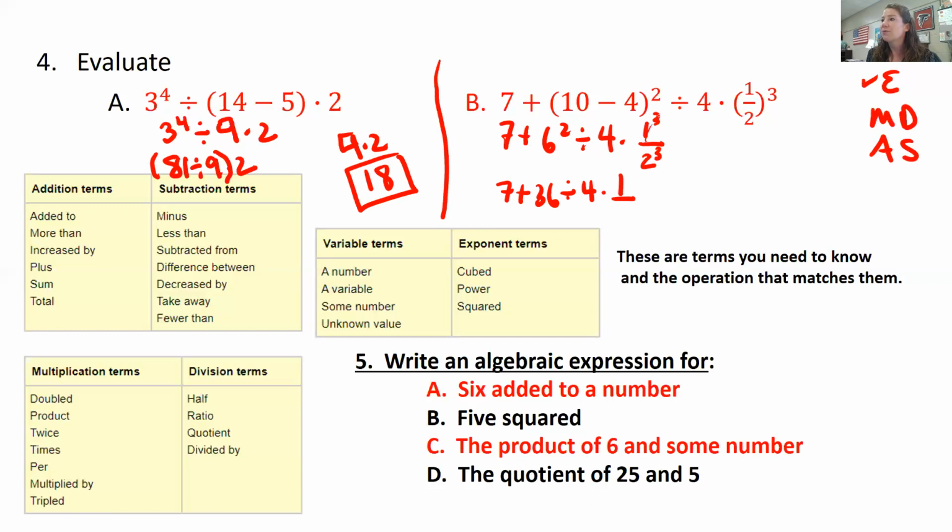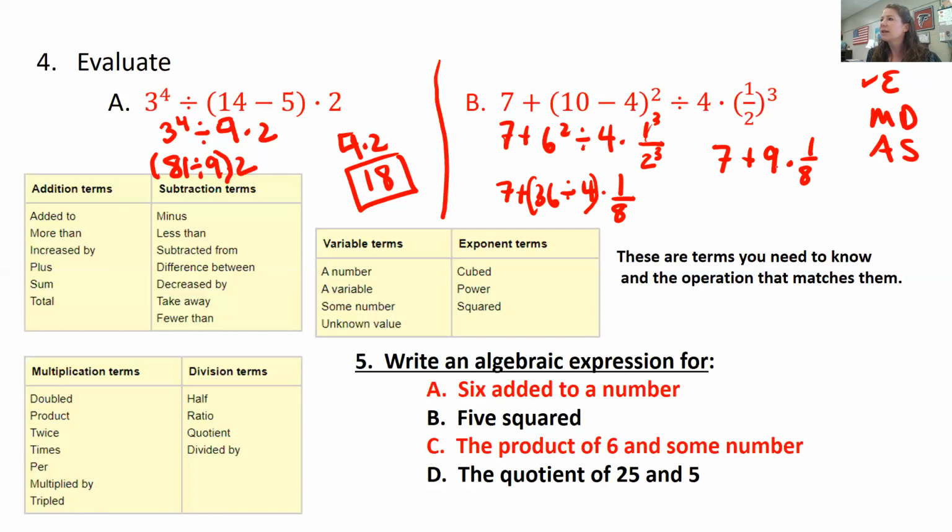So 1 to the third power is 1, because 1 times 1 times 1 is 1. And then 2 to the third power, 2 times 2 times 2 is 8. All right, so I've done my exponents. Now what do I do? Well, now I multiply and divide, whichever comes first in the problem. Well, in this problem, division's coming first, right? So I'm going to do 7 plus, what's 36 divided by 4? 9. And then I'm going to multiply that by 1/8.